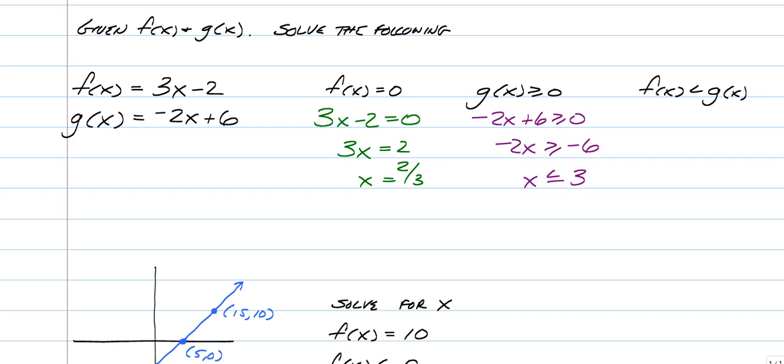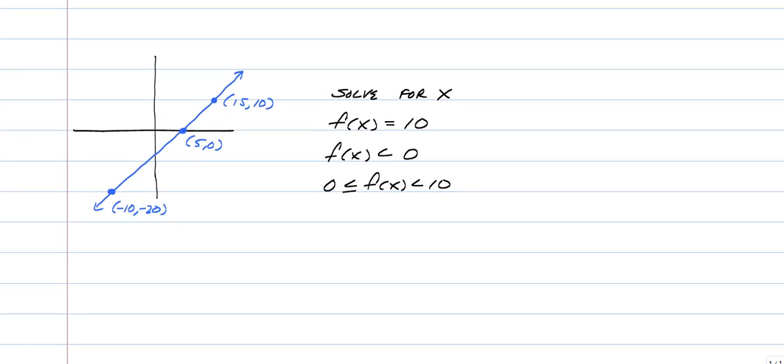It's pretty awesome. f(x) is less than g(x), so we're just going to set 3x - 2 less than -2x + 6. Move your x to the left if that's what makes you happy, and then move your 2 to the right, so we have 5x is less than 8, so x has to be less than 8/5 for those equations to be true. Okay, so that's it with working algebraically with f(x), g(x).